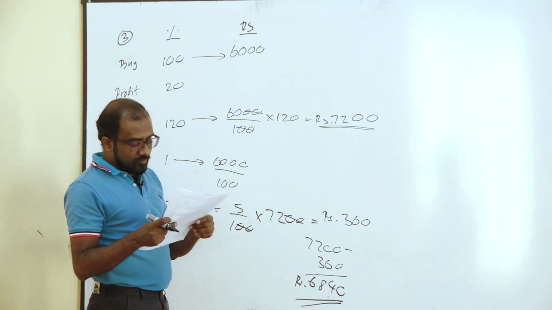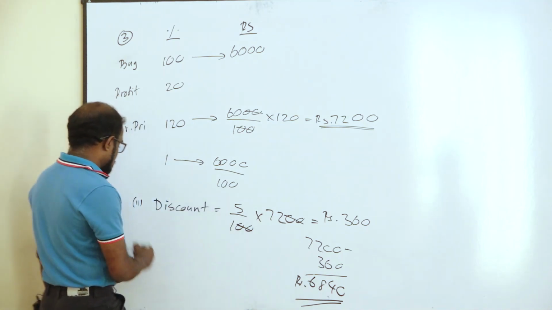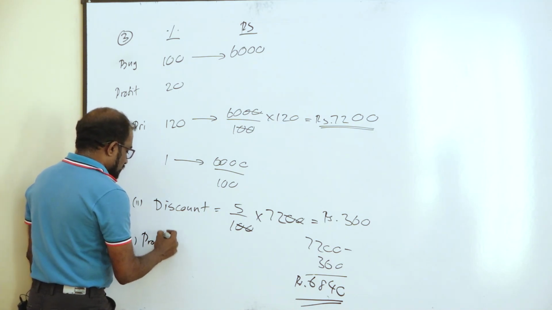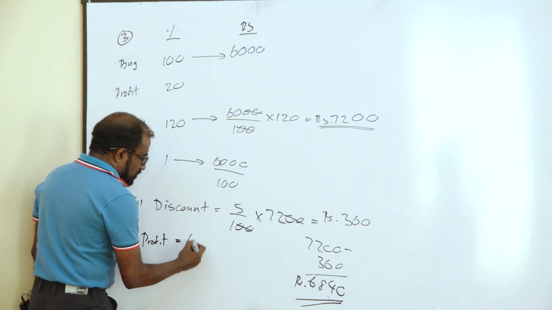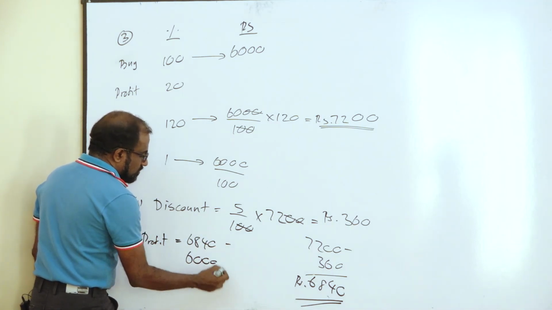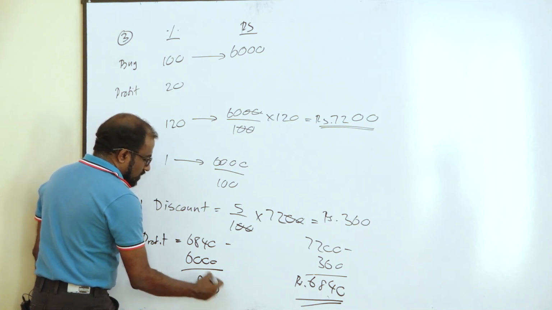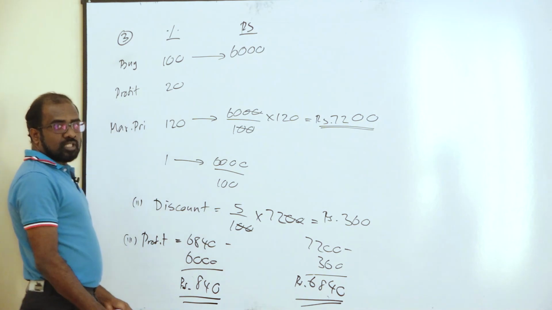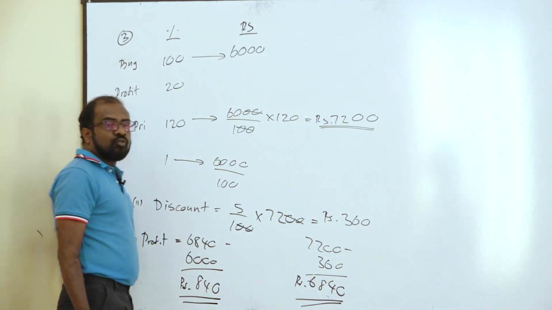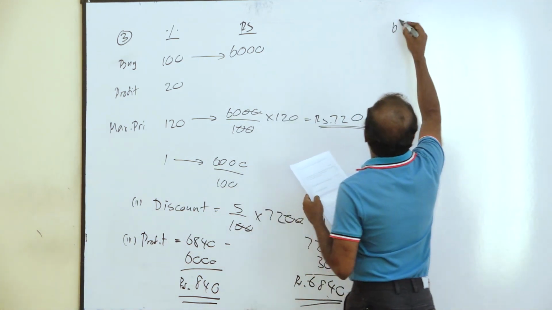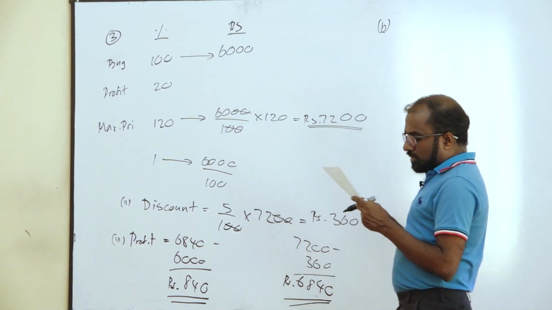And now what is his profit? What is his profit? From 6,840, you have to subtract 6,000. So what is the answer? He received a profit of 840 at the end. The answer is 840 profit. Question B, right? Third question, question B.